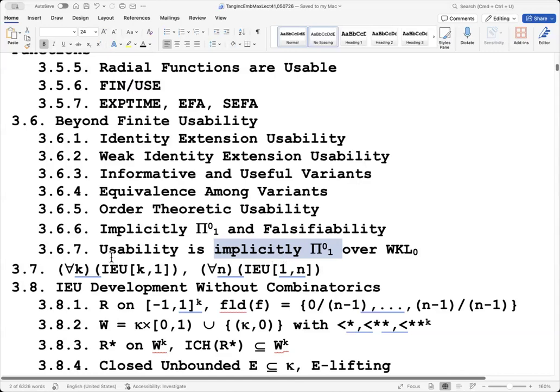Okay. That's part of the future research. By the way, I might next week just talk about future research on this chapter somewhat briefly, maybe like 10 minutes or something. I might want to do that because that's something we haven't really discussed, and I haven't fully organized how I want to talk about the big conjectures and the programs. I may want to do that before going on to the other chapters. All right. So usability is implicitly Pi 0, 1, even for order theoretic functions.